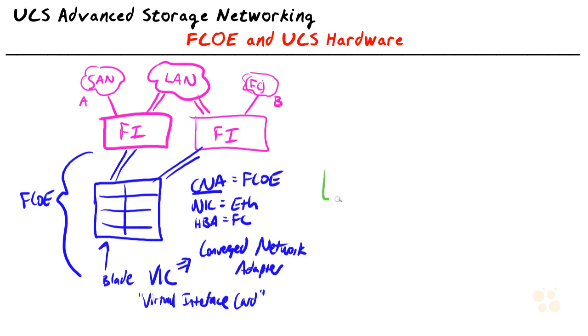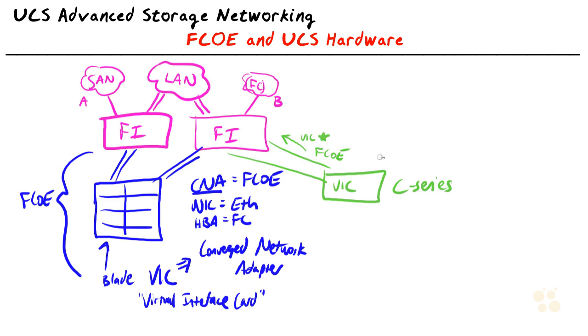So back to our drawing now. If we have a C-Series server, we're going to have to make sure that this has a VIC inside of it to connect up to the fabric interconnects via FCOE. If it has a normal NIC, first of all, it really can't connect to the fabric interconnects without a VIC, so that's going to be important. We have to have a VIC to connect to the fabric interconnects.